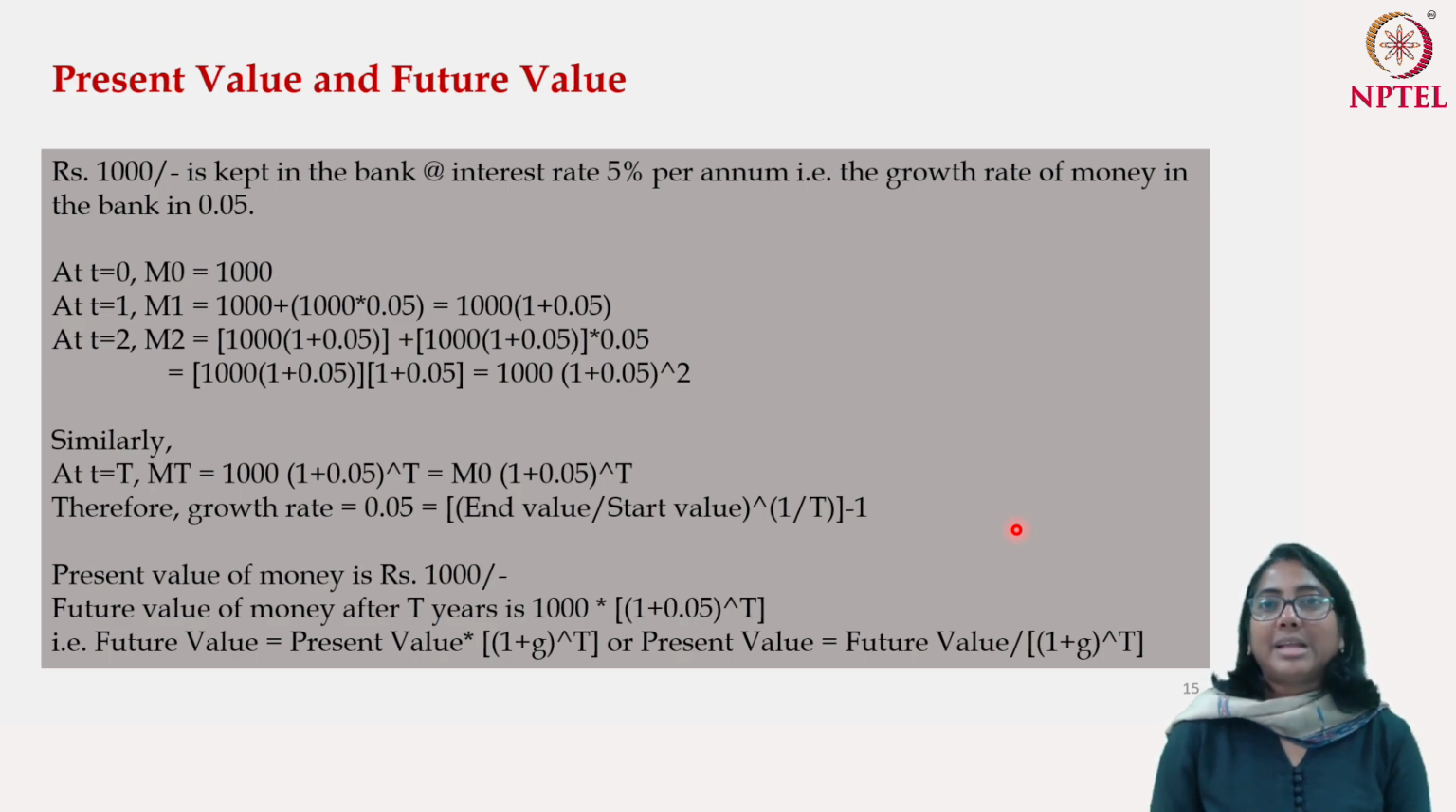Because if I put less than 1000 rupees in my bank, which gives me a certain rate of interest, I'll be able to get 1000 rupees tomorrow. So if there is a positive rate of growth, the present value is less than the future value. If there is a rate of decline, then the present value is greater than the future value. This is something we are going to keep in mind in the discussion.